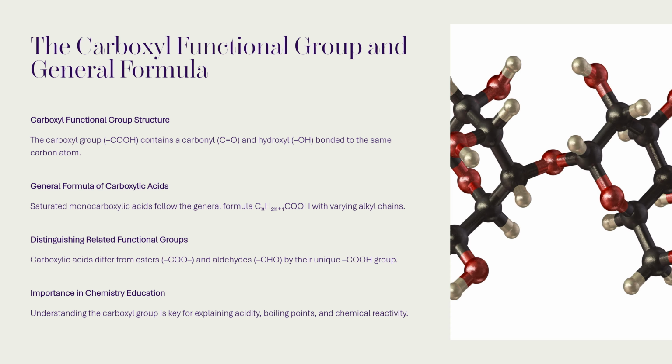CH3CH2COOH. The presence of both a polar C=O bond and an OH bond gives carboxylic acids distinctive chemical and physical properties. The carbonyl group is strongly polar due to the electronegativity difference between carbon and oxygen, while the OH bond allows hydrogen bonding.